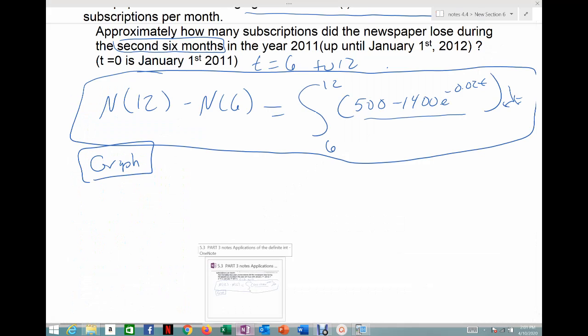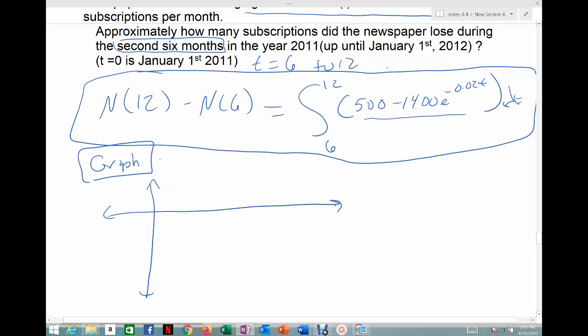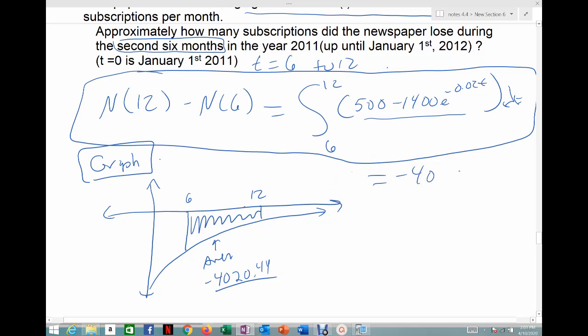If you're solving it graphically, I want you to at least give me a simple sketch of the graph. The graph came up like this. The area between 6 and 12 was shaded in, and we found that this area was negative 4,020.44. Since we're talking subscriptions, I'm going to round to the whole number, a whole subscriber, a whole household. And so there's my answer: negative 4,020.